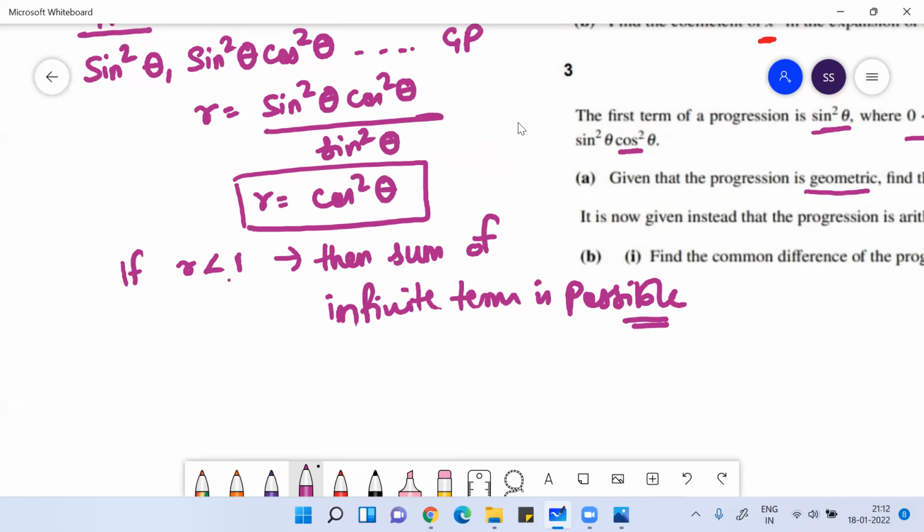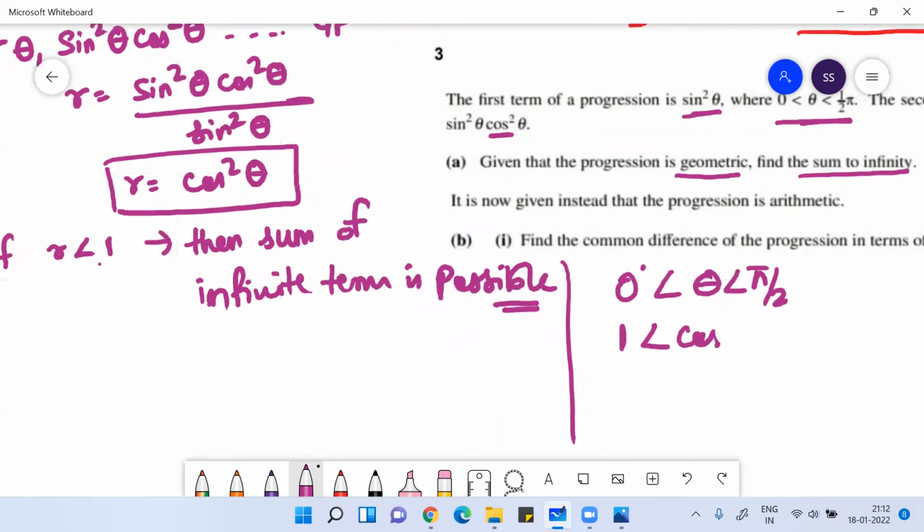So you know that when theta is from 0 to 90 degrees, cos 0 degrees is 1, and cos 90 degrees is 0. So you can understand, if your theta is between 0 and 90 degrees, then cos theta will be between 0 and 1. 0 to 1 means your r is less than 1.